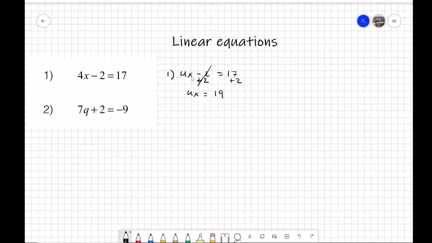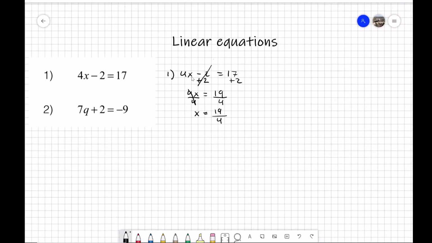Now we only have one bone here, which is a multiplication, so we have to cancel out that bone. Since we have a multiplication, we have to use the opposite operation, which is a division. So we divide by 4 and we have to do it on both sides. Now we just cancel out that 4 and we end up with x by itself, as I said at the beginning, and we have 19 over 4 on the other side.